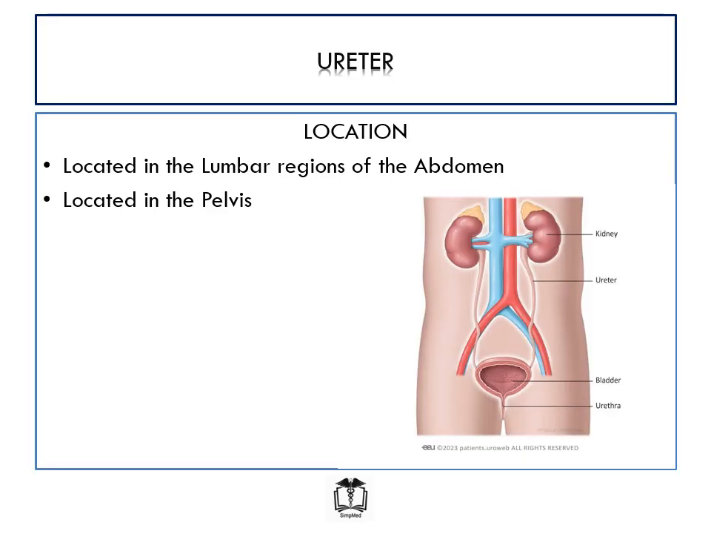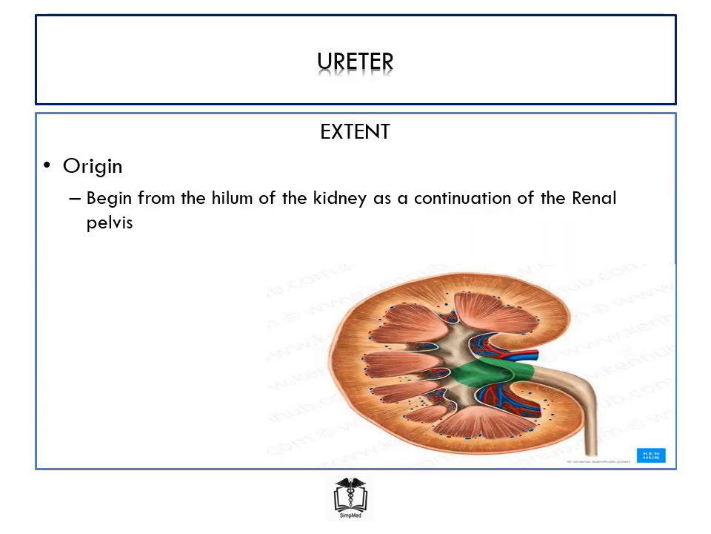The part of the abdomen where the ureter is located tends to be the lumbar region of the abdomen, just like the kidneys are located in the lumbar region. The ureter begins in the lumbar region and crosses all the way down, enters through the iliac region, and eventually to the pelvis where it terminates.